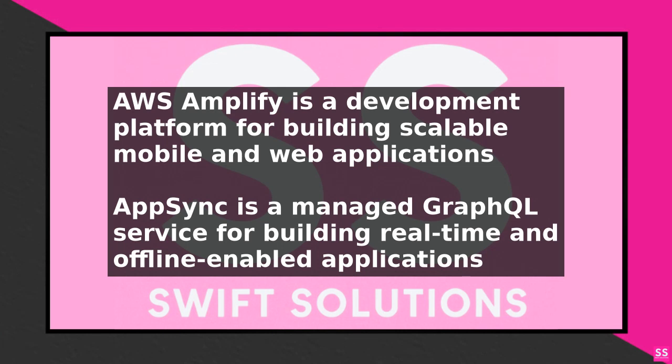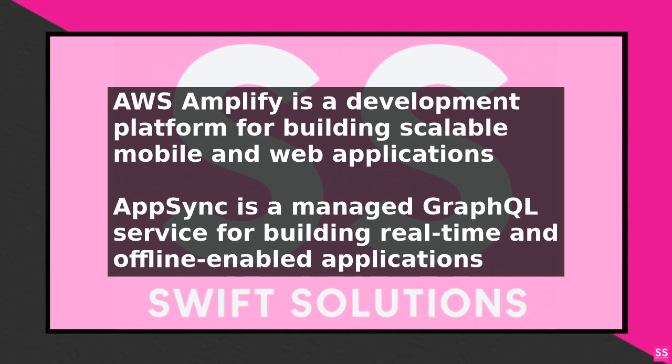AWS Amplify is a development platform that helps you build, deploy, and manage scalable mobile and web applications. AppSync, on the other hand, is a managed GraphQL service that makes it easy to build scalable, real-time, and offline-enabled mobile and web applications. So why use AWS Amplify AppSync integration?